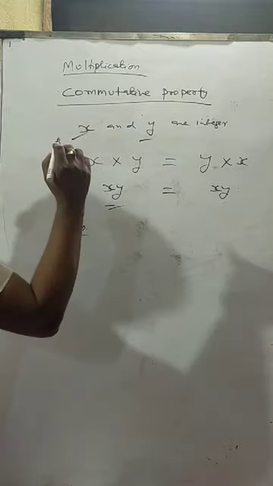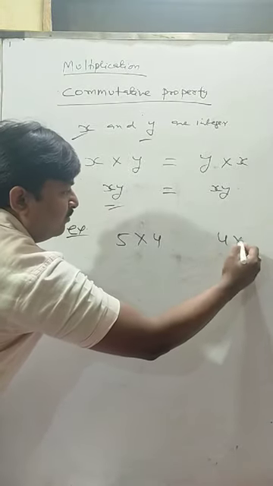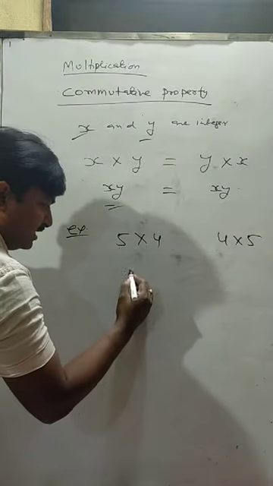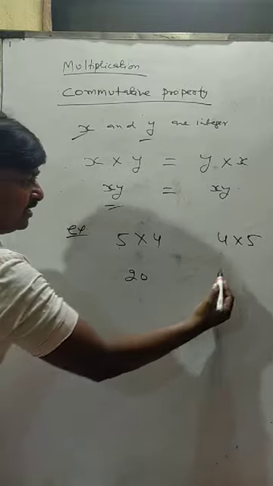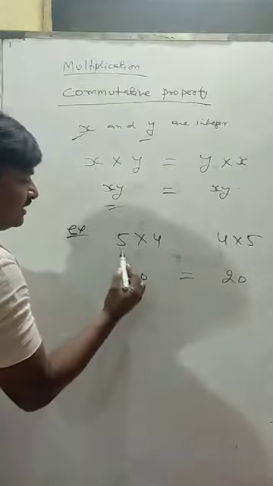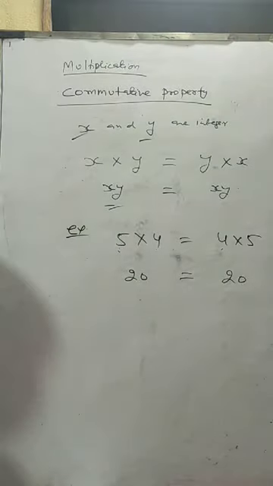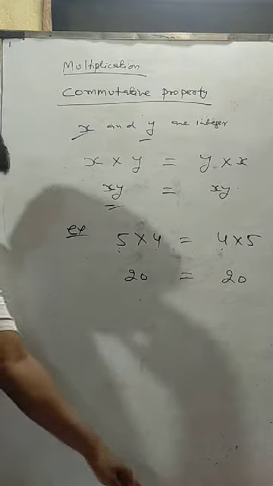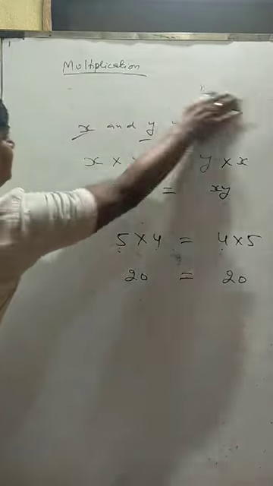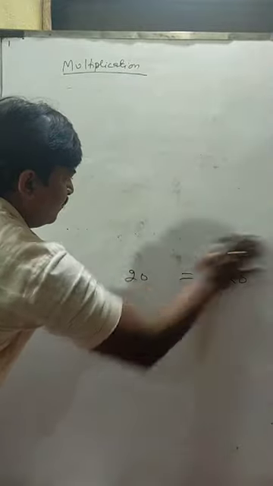See the example. Suppose 5 into 4 and 4 into 5. 5 into 4 is 20, everybody knows it is 20, and 4 into 5 is also 20. These two are equal. Therefore, we can say 5 into 4 is equal to 4 into 5. Both are equal. Next is the associative property.